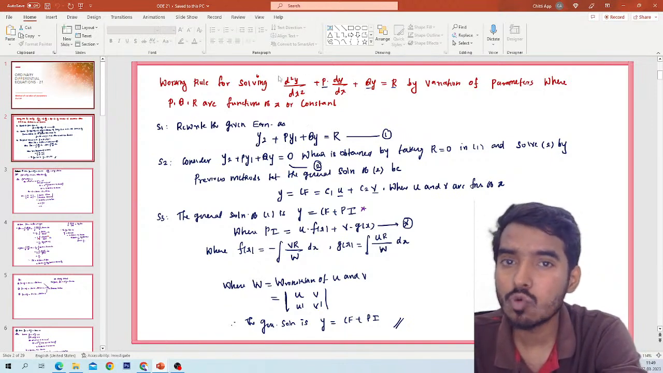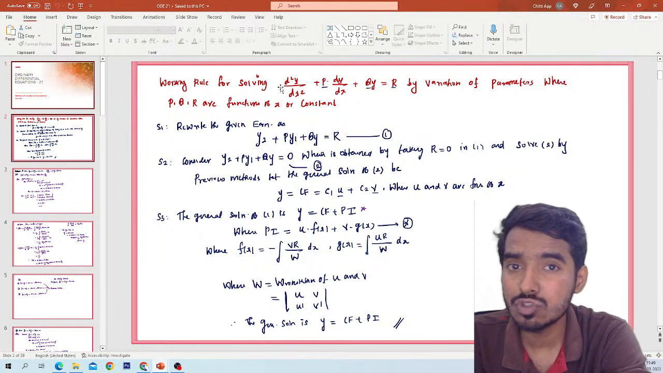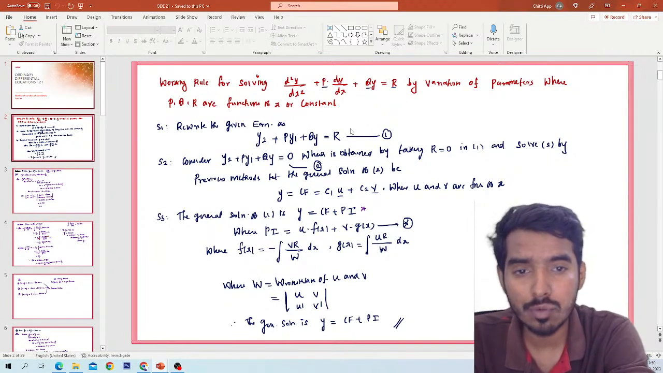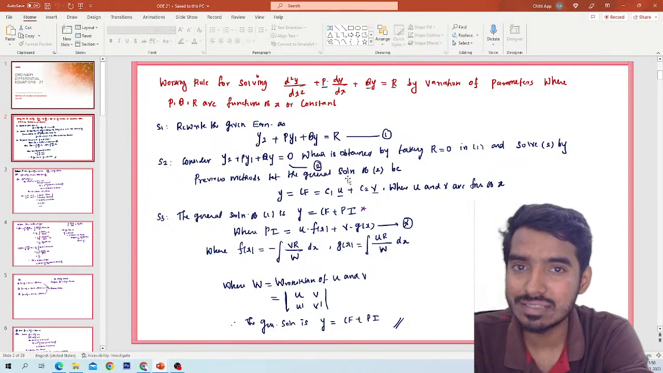Remember, the coefficient of d square y by dx square must be 1. Rewrite the given equation as y2 plus p y1 plus qy is equal to r. First you need to put r is equal to 0, and find the complementary function, which will be c1 u plus c2 v. You take u and v from here. Then the particular integral is u into f of x plus v into g of x. This is the formula for PI.